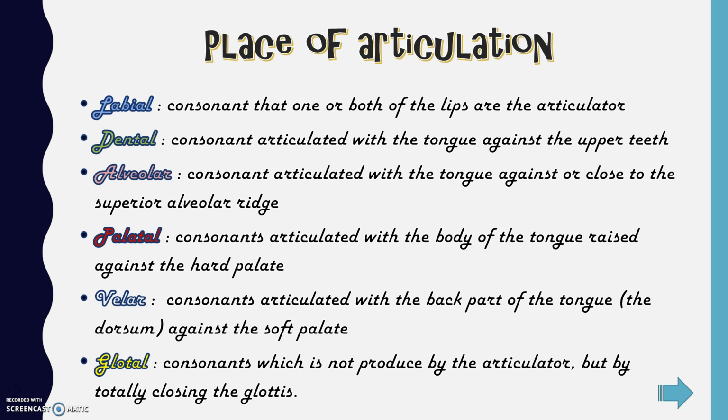Next is velar. Velar is a consonant articulated with the back part of the tongue, the dorsum, against the soft palate. And the last is glottal. Glottal is a consonant which is not produced by an articulator but by totally closing the glottis.